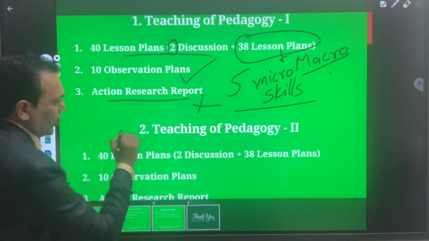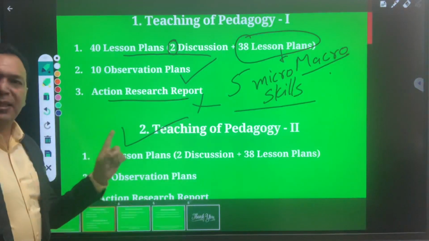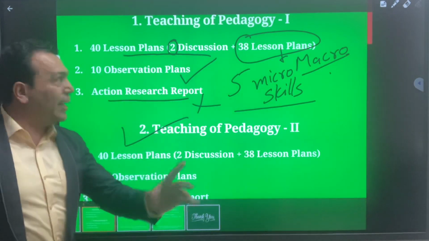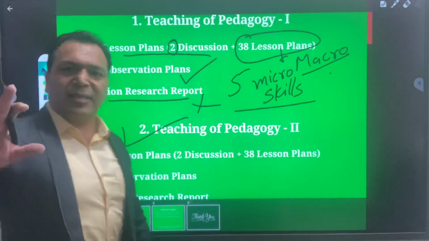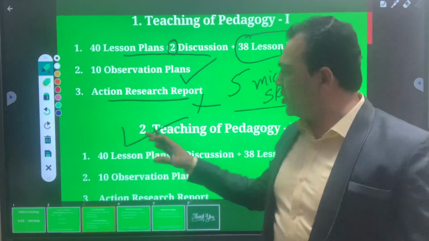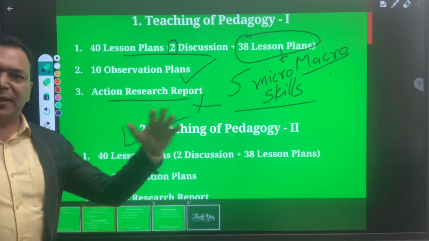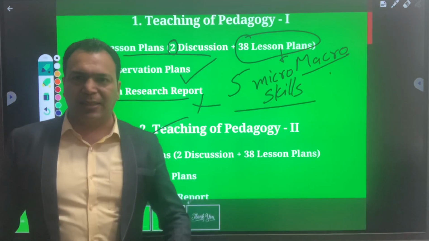Similarly, in the teaching 2 file you have to make the same thing whatever you have made in the teaching 1 file, the same thing you have to make in teaching 2 files, right guys? I think it is clear to you. This is a part of the theoretical part, right?